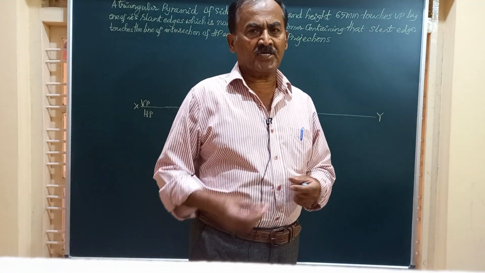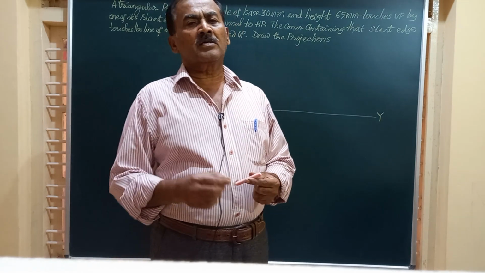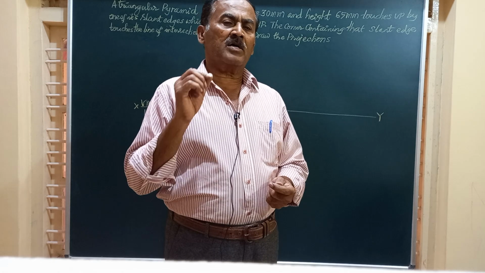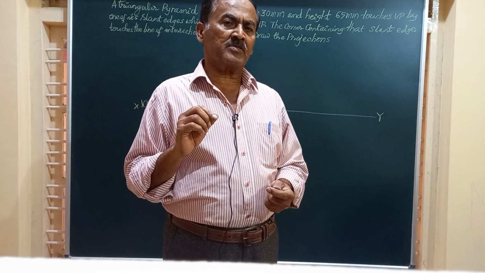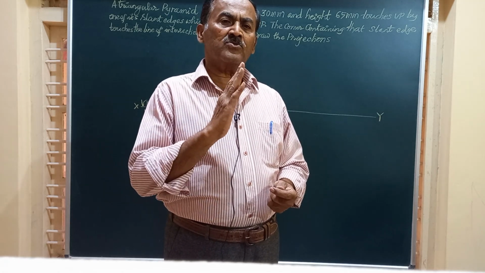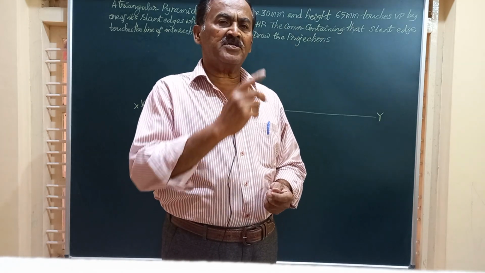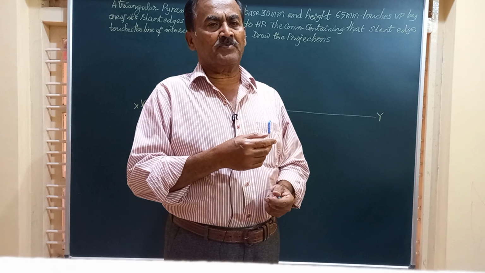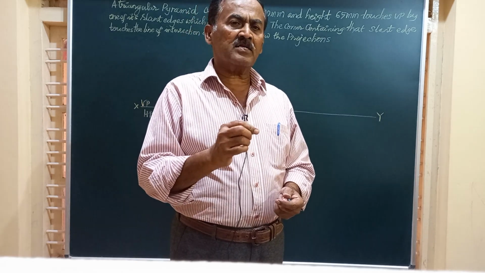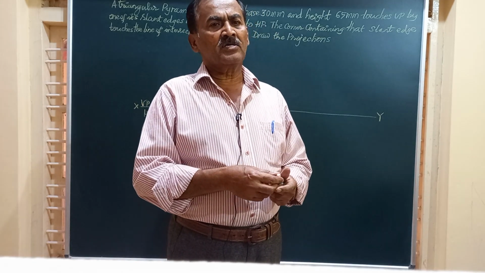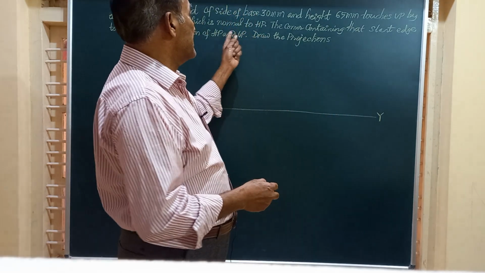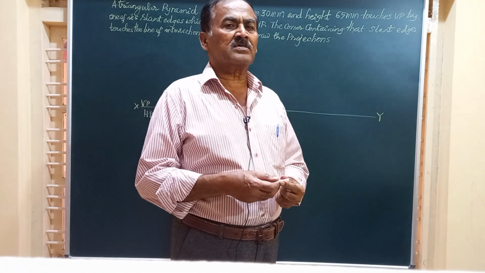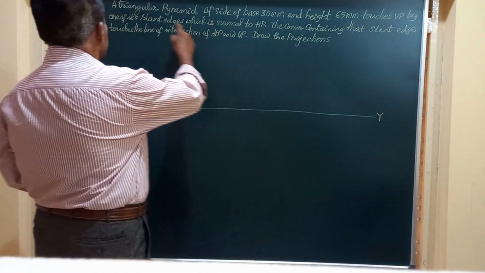Myself Dr. M.H. Chennaiya. In this video, we are going to work out a problem on a triangular pyramid which has to rest on one of its slant edges on VP, and that edge is perpendicular to HP, and the corner containing that slant edge should be on the line of intersection of HP and VP. So friends, the question reads like this.